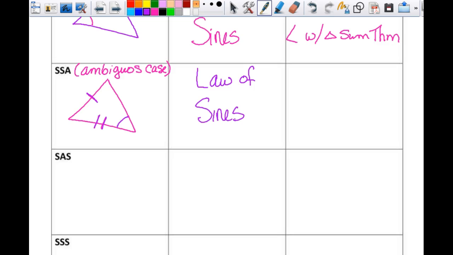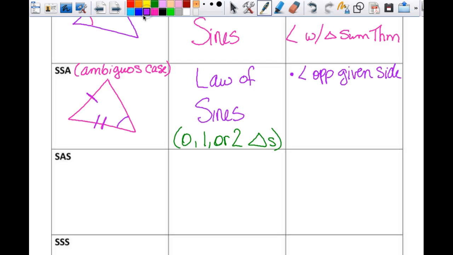So we use this to find, first of all, the angle opposite a given side. And then how many triangles could we get? We could get two, or one, or none. So we could get 0, 1, or 2 triangles. So you find the angle opposite the given side, and then the third side.